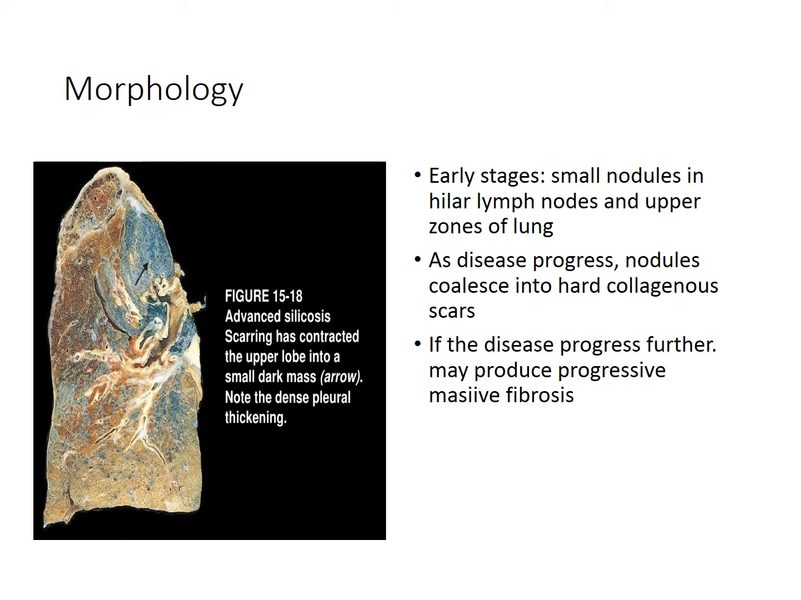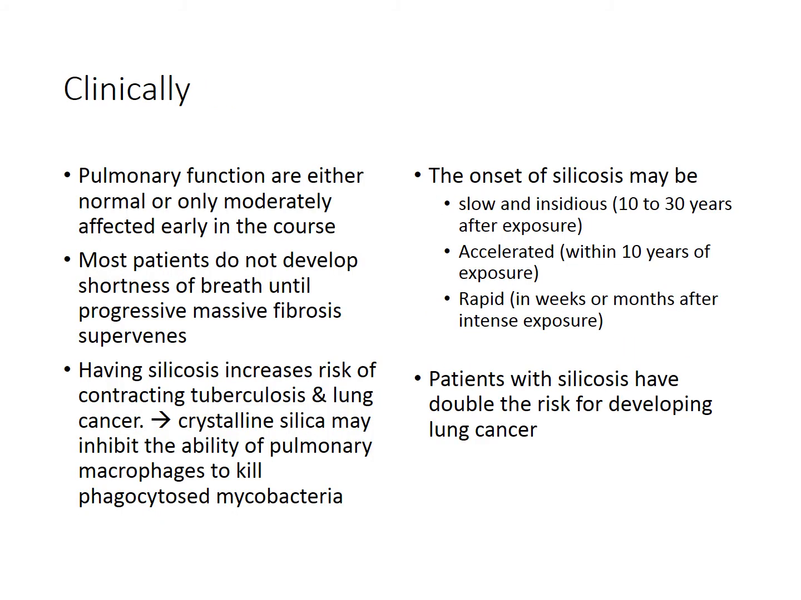In the early stages, there are usually small nodules in the hilar lymph nodes and upper zones of the lung. As the disease progresses, nodules coalesce into hard collagenous scars. If the disease progresses further, they may produce progressive massive fibrosis. Clinically, pulmonary function is either normal or only moderately affected early in the course. Most patients do not develop shortness of breath until progressive massive fibrosis occurs.